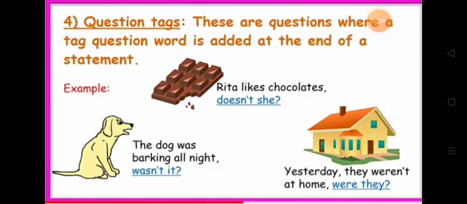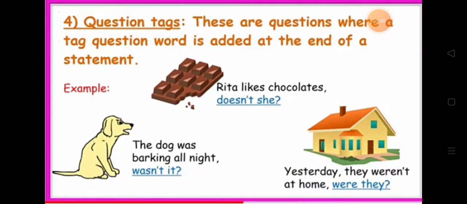Then another sentence. Yesterday they weren't at home. Were they at home yesterday? Were they? That is the question tag.